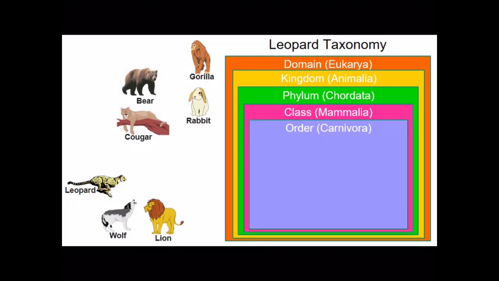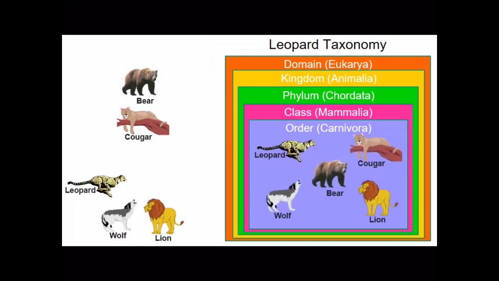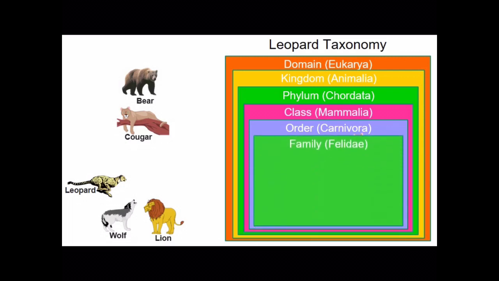The order, leopards are in an order by the name of Carnivora, the carnivores, the meat eaters. Well, that would eliminate the gorilla and the rabbit. But you can still see there's still a good number of meat-eating mammals. So even the next level down should add even more clarity.